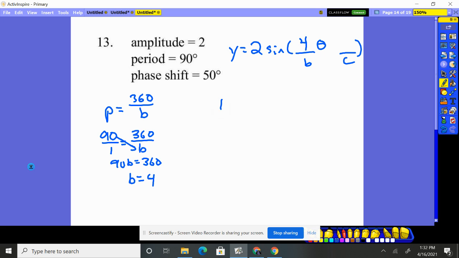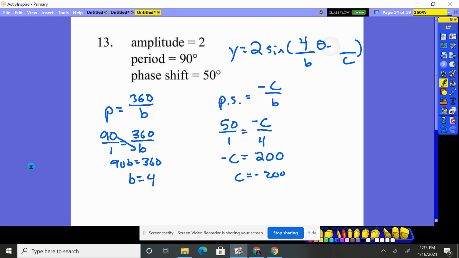Now what about the phase shift? Phase shift is the opposite of c divided by b. It says it shifted 50 degrees, plus 50. That means it went to the right 50 degrees. So what do we need to put here to make it shift to the right 50 degrees? Well, phase shift is 50 over 1, opposite of c over b, and we just found b to be 4. Cross multiplying, we get the opposite of c is 4 times 50, 200. That means we have to put a minus 200 right here to make it happen. And there's your equation.